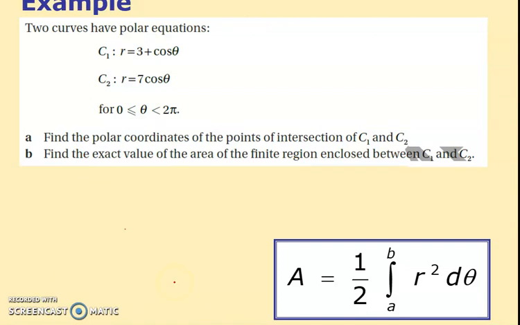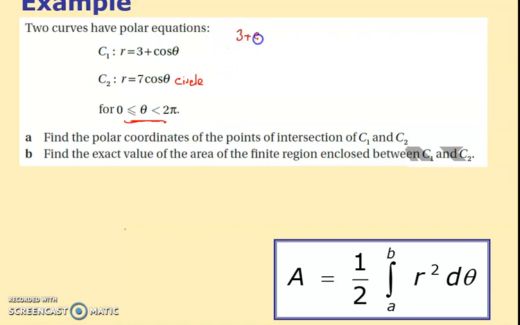Now here's our example then. We've got two curves that have polar equations. You should recognize this as a circle, but this is one of those eggy type ones, I think. Anyway, it says find the polar coordinates of the point of intersection, and notice they use the 0 to 2 pi notation. Point of intersection is a bit like normal maths: they intersect when they are equal to each other.